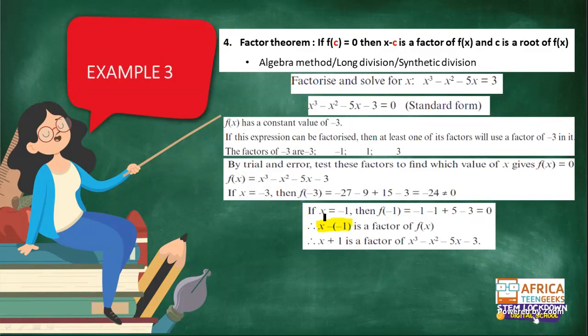Okay. So x equals -1 is a root. But then the factor, remember this is x minus c. So you substitute the value that you used in your function. That's why we're saying x minus the -1 that you used is a factor. That simply means x plus 1, not x minus 1. So x plus 1 is a factor. If you had substituted 1, then x minus 1 would be a factor.